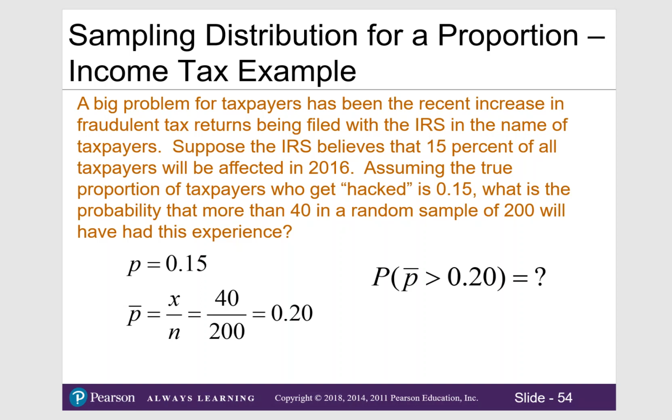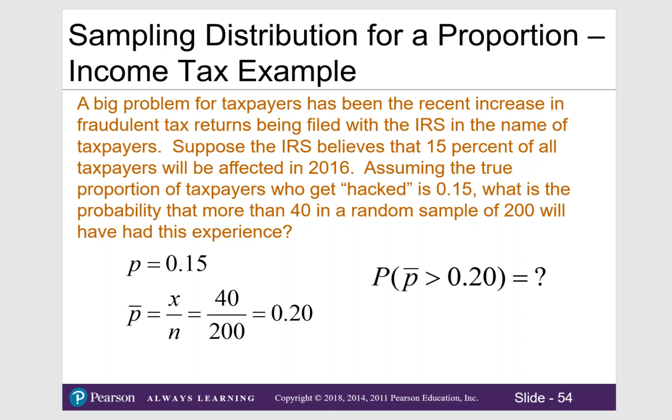So this is edging on the end of old data. Assuming the true proportion of taxpayers who get hacked, aka their IRS return gets discovered on the internet, is about 15%, what's the probability that more than 40 people in a random sample of 200 will have this experience? So it's asking, is this count unusual?